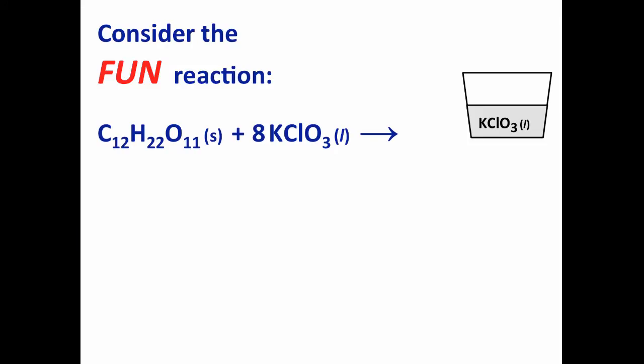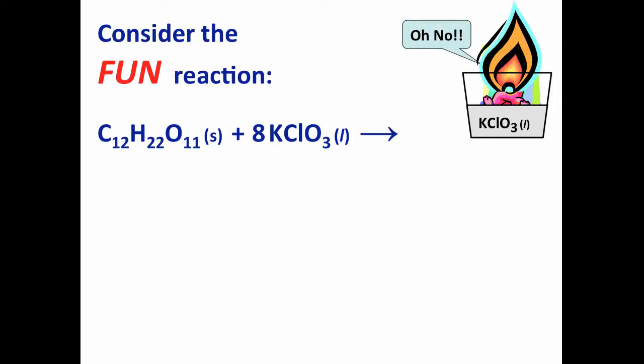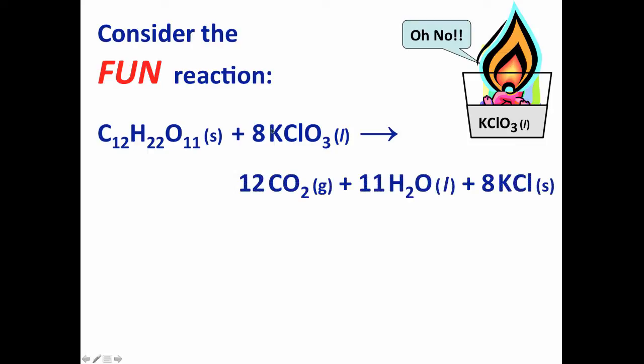Let's start by considering a kind of fun reaction. This is the reaction between sucrose, C12H22O11, and potassium chlorate, KClO3. If we take a gummy bear, which is mostly sugar or sucrose, and drop it into molten potassium chlorate, it undergoes a very vigorous reaction. You see flames, it gives off a lot of heat, and it produces carbon dioxide, water, potassium chloride, and an awful lot of heat.